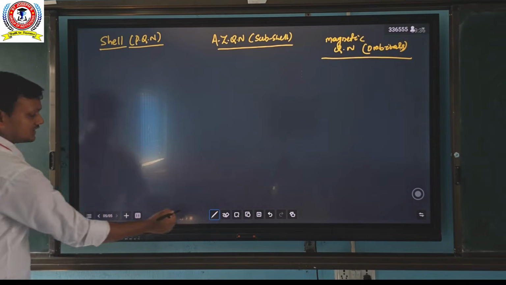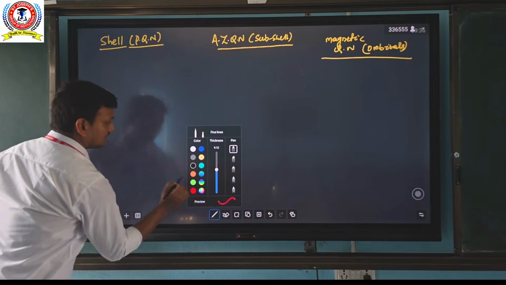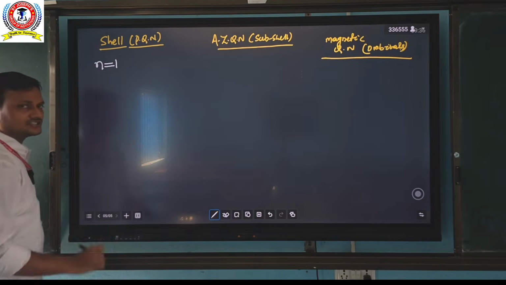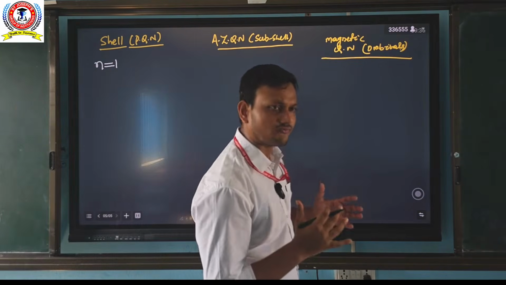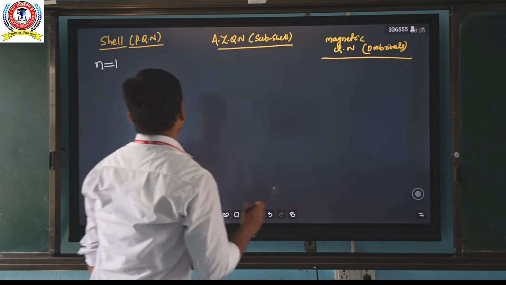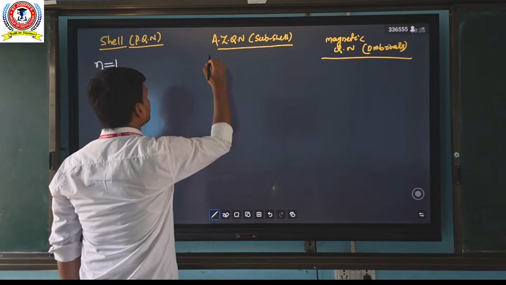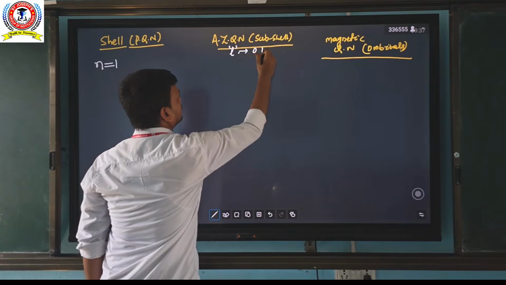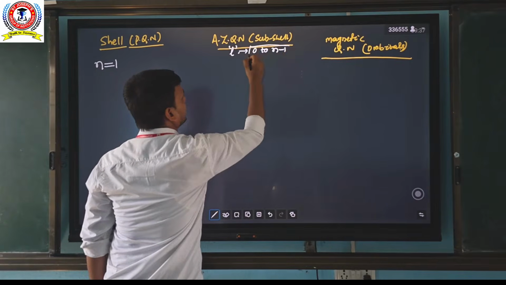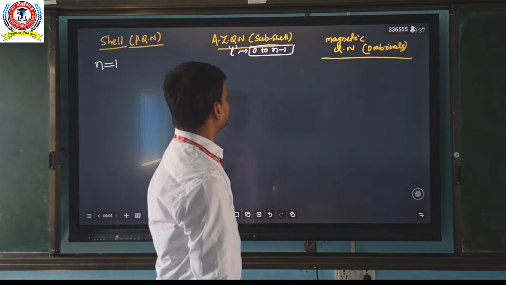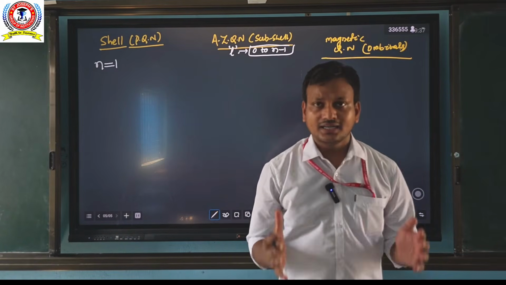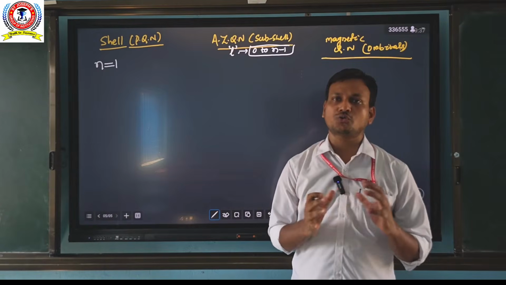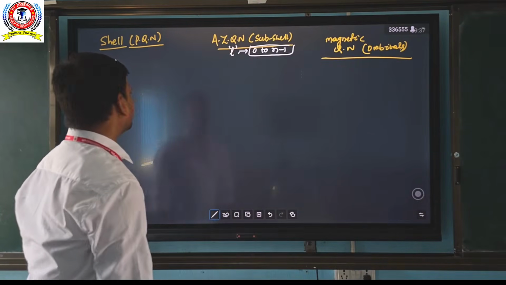Suppose I write n is equal to 1. N is equal to 1 means your first shell, or K shell. And the value of L lies between 0 to n minus 1. Remember, for each value of L, there exists a subshell.